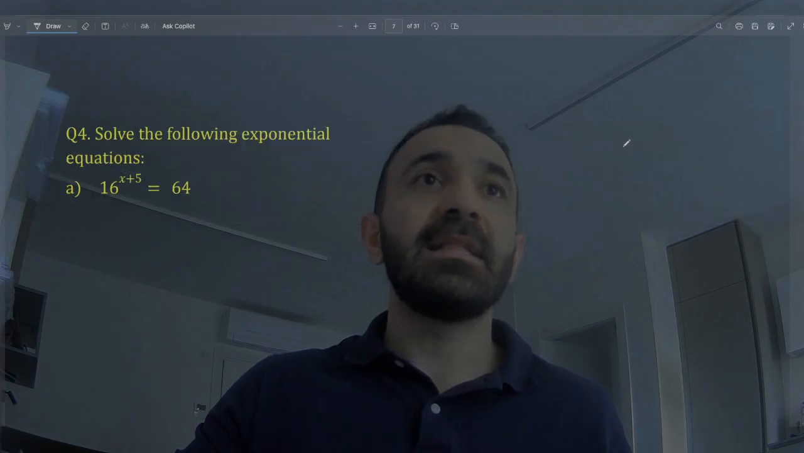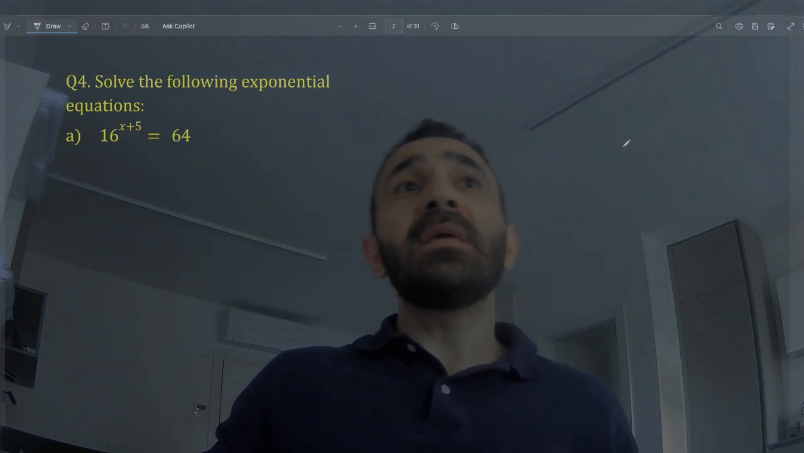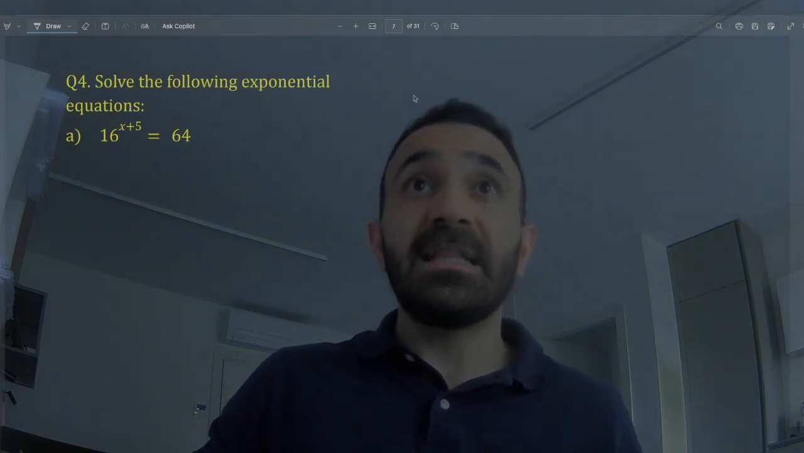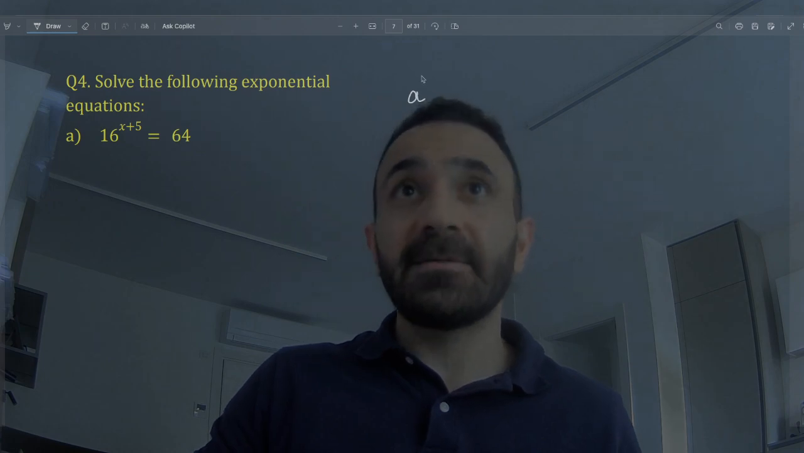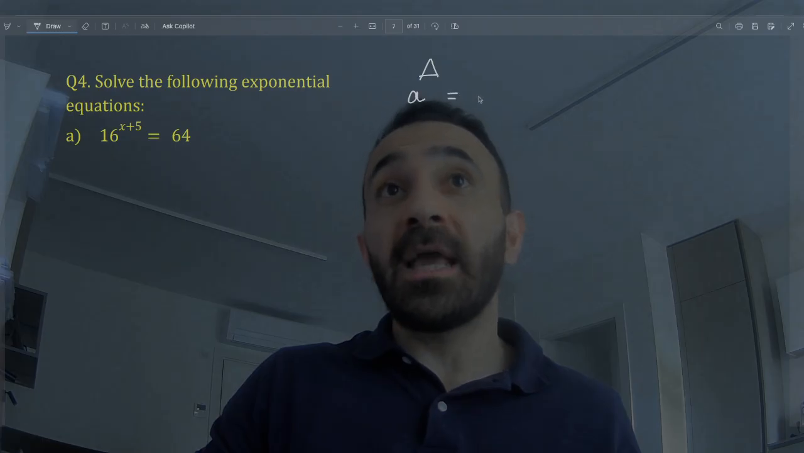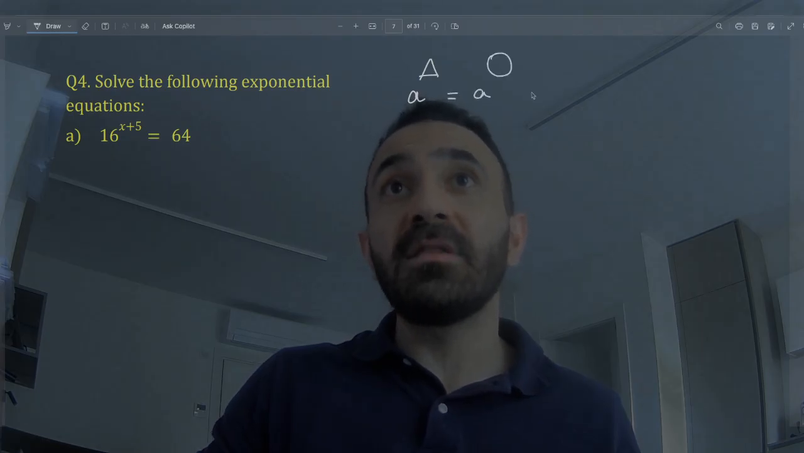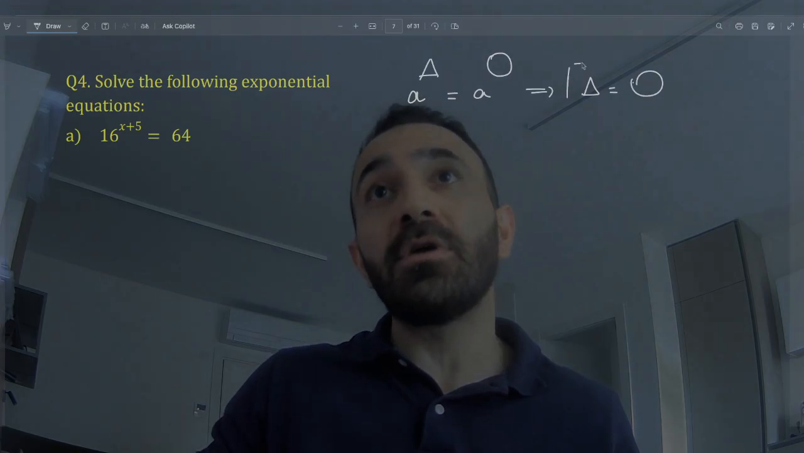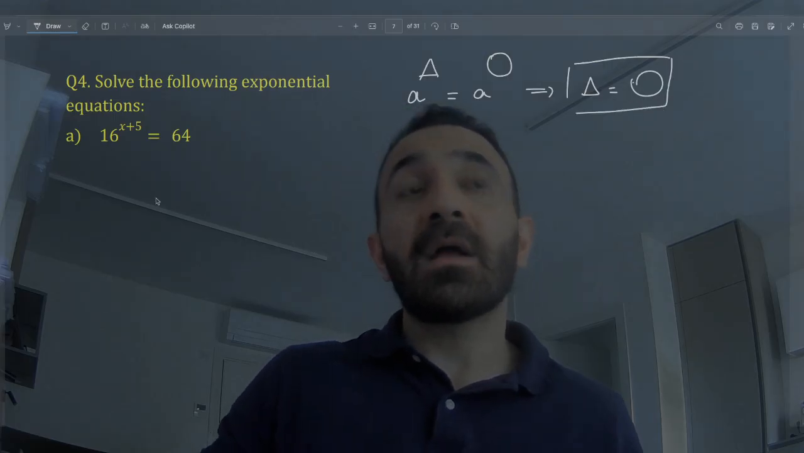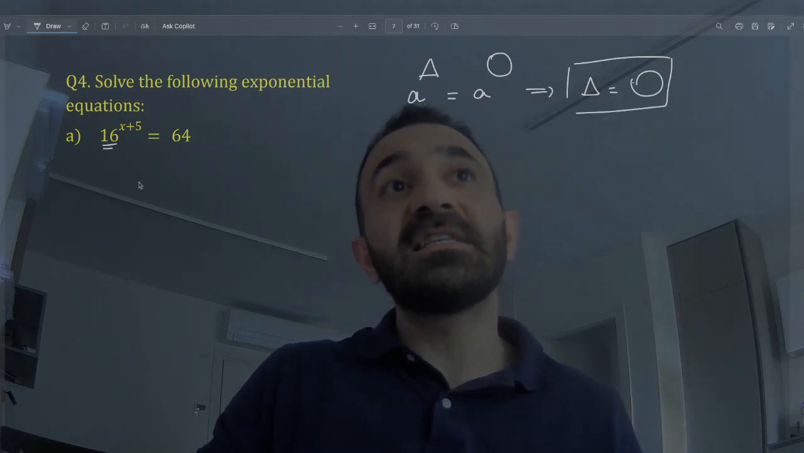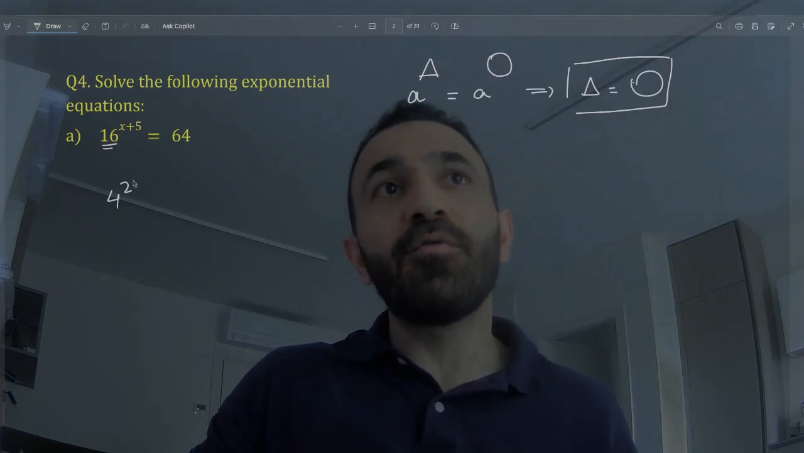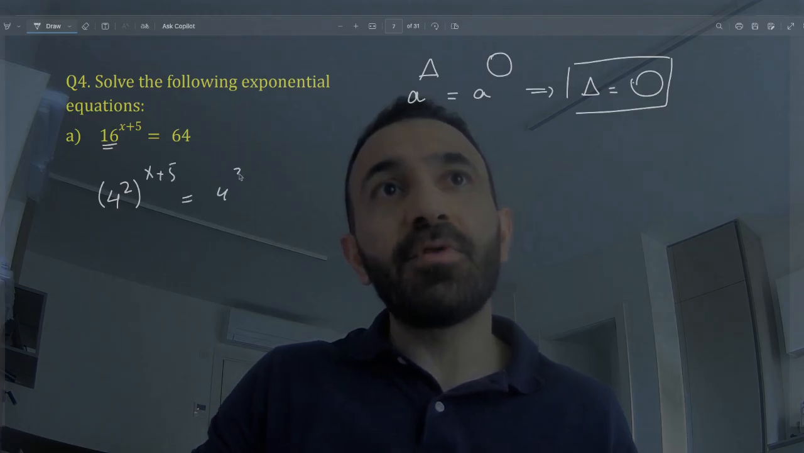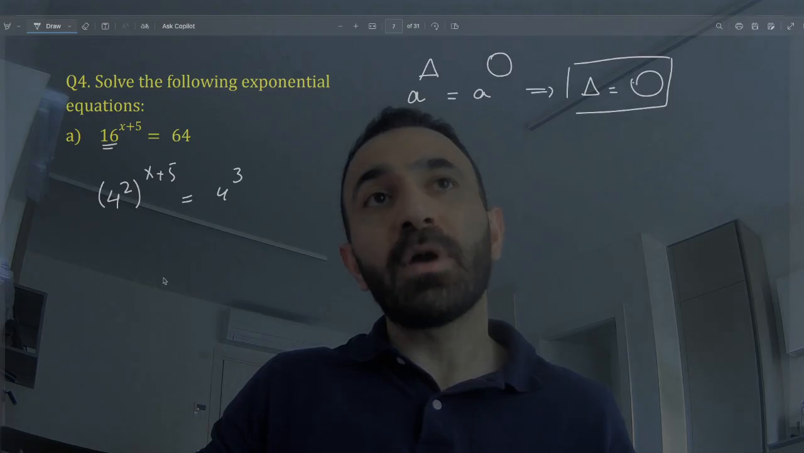Okay, that's it. Now solve the following exponential equation. So in your course, we've learned that if we can make the same base, so if I say a to the power of triangle equals a to the power of circle, then I can say triangle equals circle, and then I'm going to solve this equation. Okay, now can we do the same thing here? Look at here, 16 is 4 to the power of 2. And 64 is 4 to the power of 3.